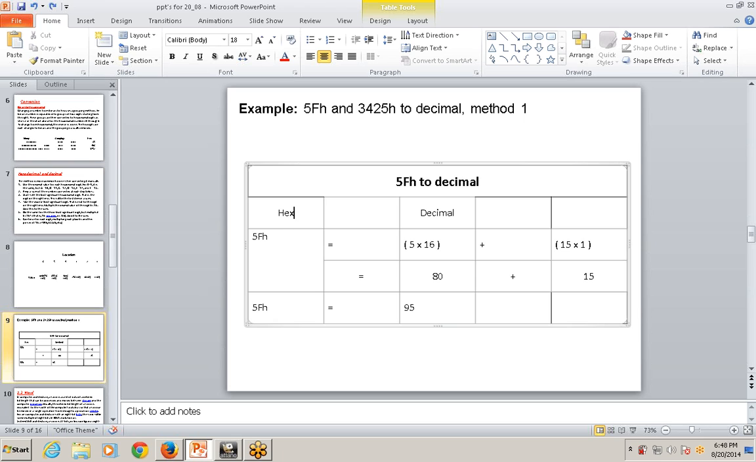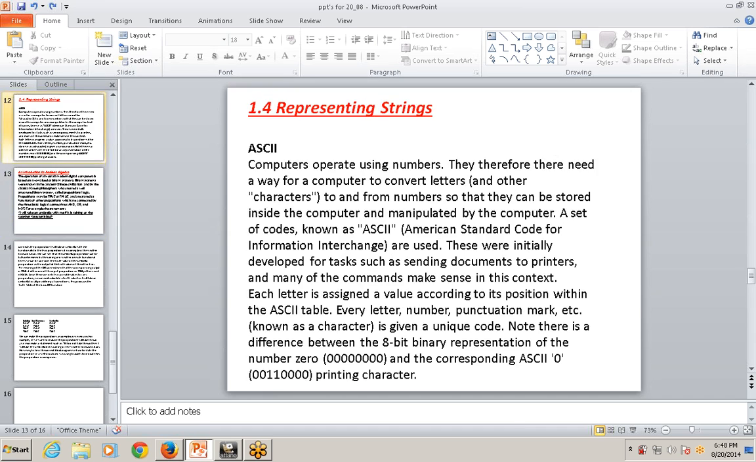This is the example. This is your hexadecimal, decimal. 5F is converted into decimal. First of all, F has a value 15 and this is the right hand side digit. So this is 16 power 0, that is 1 into 15. Then 16 power 1, that is 16 into 5, that is 80. 80 plus 15 is your 95.